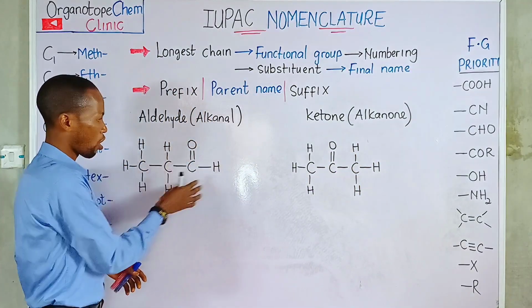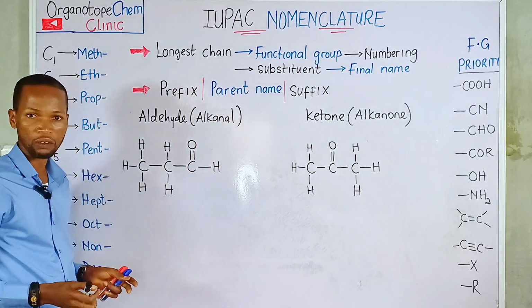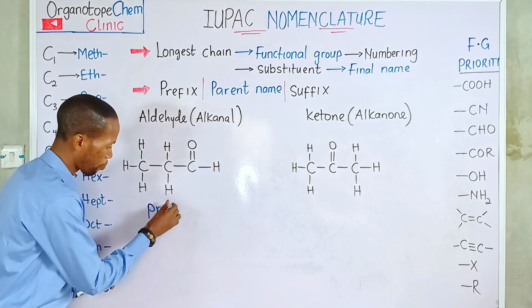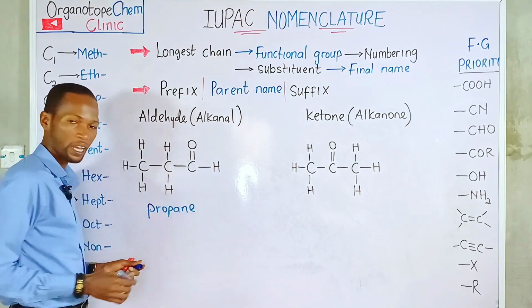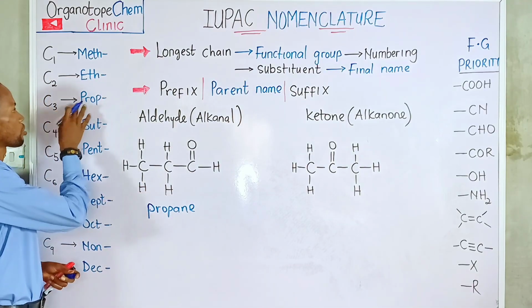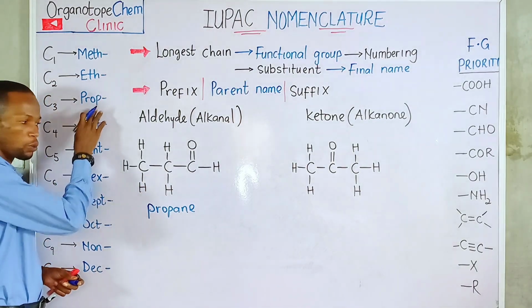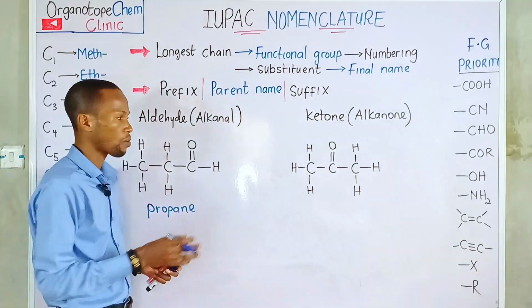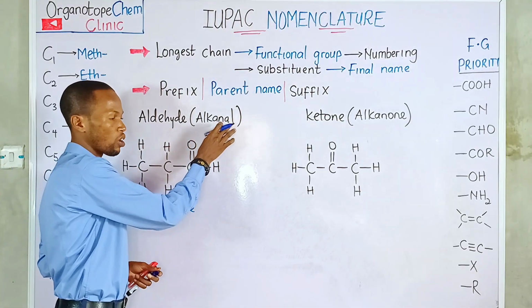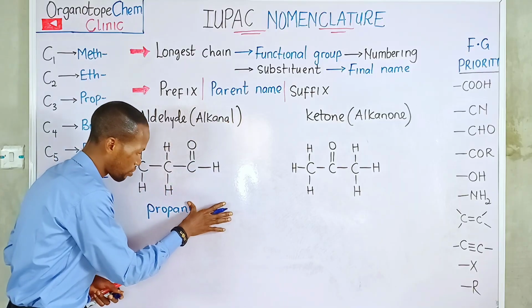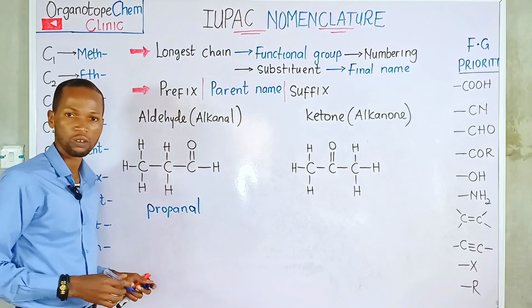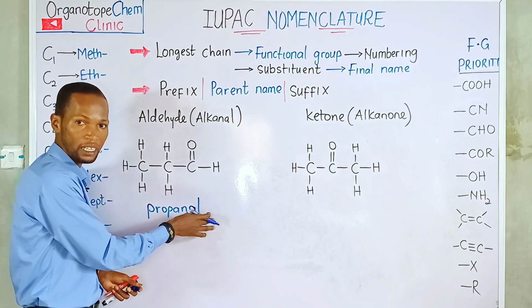How do we name this compound? Can we ignore the functional group at first? We are going to have propane, because the number of carbon atoms right here is 3. So we have 3 carbon atoms, which is prop. That's propane. Can we identify the functional group for the aldehyde? It ends with the suffix al. So I'm going to erase this E and put what? Al. So we have propanal.